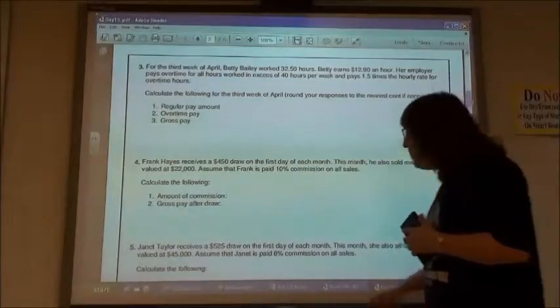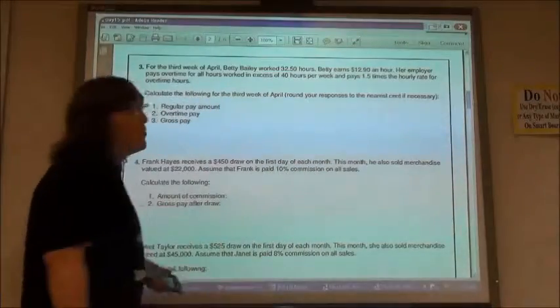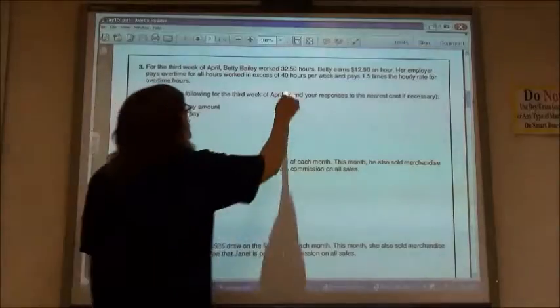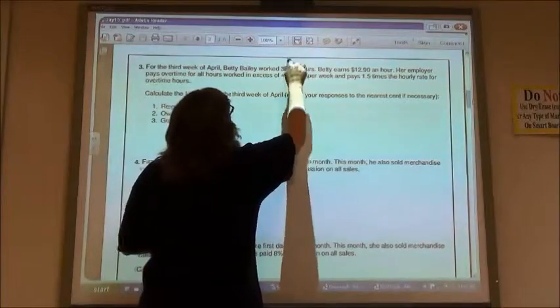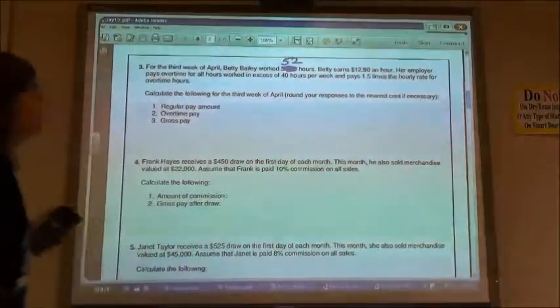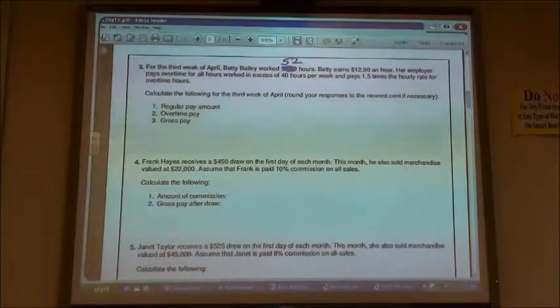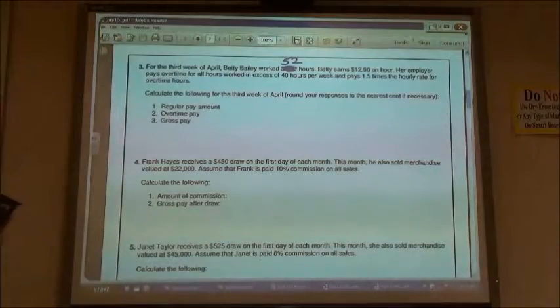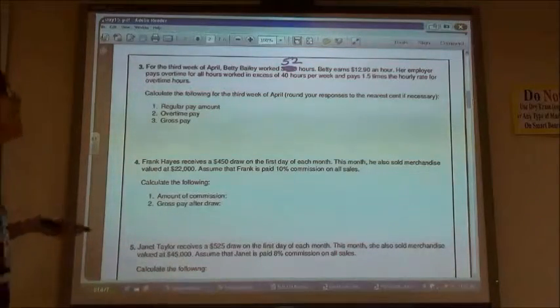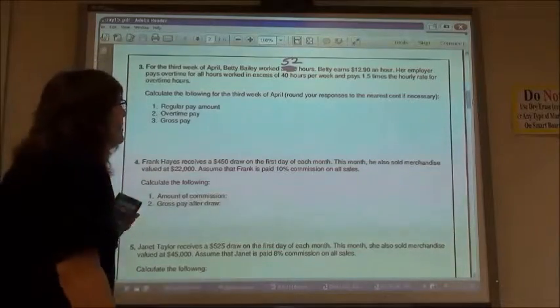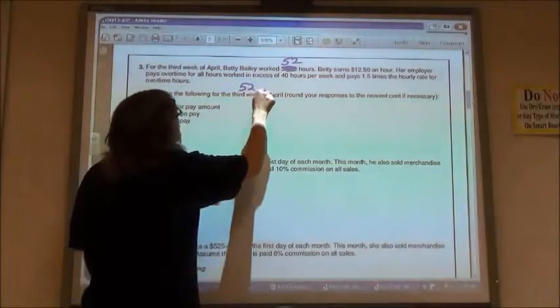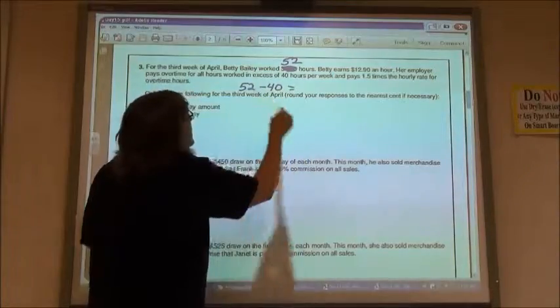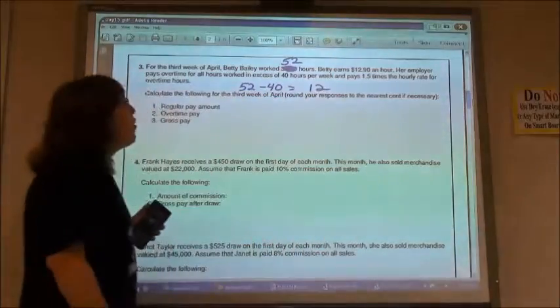Now on the third one, I'm going to change the hours because I want to have one where you at least have some overtime hours in there. So let's just change this. I'm going to just make it 52 hours. Go ahead and change that on your paper. For the 3rd week of April, Betty Bailey worked 52 hours. Betty earns $12.90 an hour. Her employer pays overtime for all hours in excess of 40 hours per week and pays 1.5 times the hourly rate. So if we take the 52 hours minus the 40 hours, she worked 12 hours of overtime.